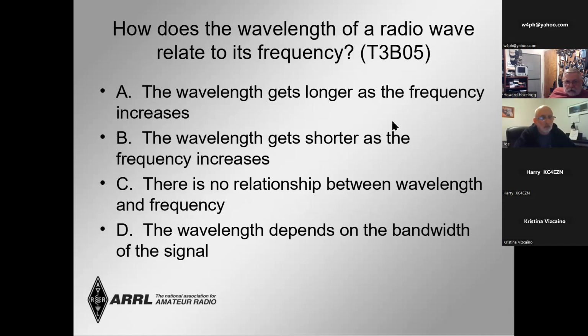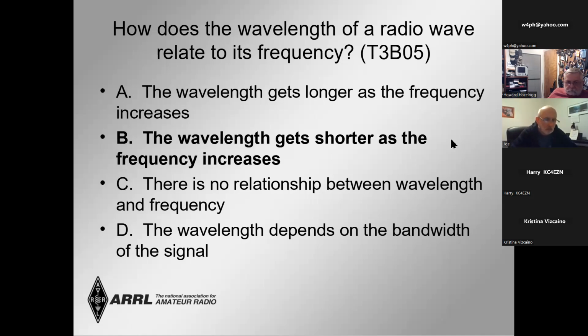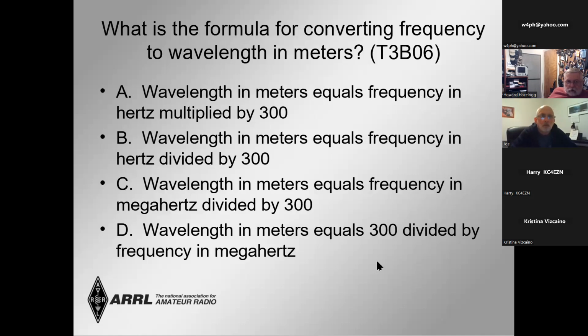How does the wavelength of a radio wave relate to its frequency? And that's going to be B. The wavelength gets shorter as the frequency increases. What is the formula for converting frequency to wavelength? Wavelength in meters equals 300 divided by its frequency in megahertz.